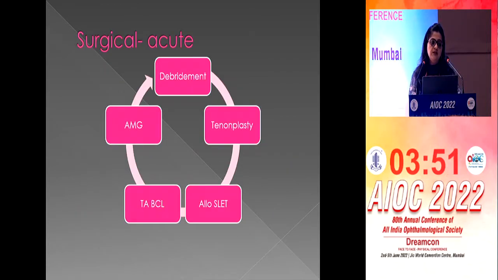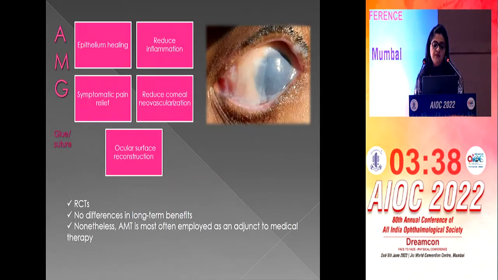The acute phase also has some surgical management in case of severe injuries, including debridement, tenonplasty, allo-SLET, TABCL in case of perforation, and amniotic membrane grafting. Amniotic membrane grafting has a multi-fold effect. It may be glue-assisted or sutured amniotic membrane in any form. It helps to reduce inflammation and also provides a scaffold for epithelium healing.